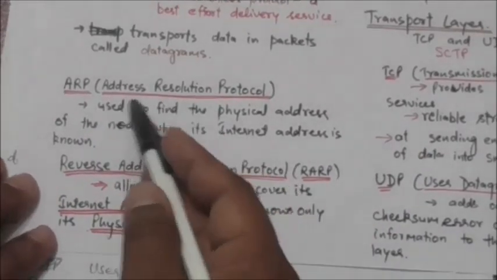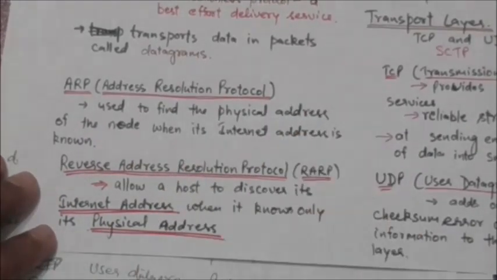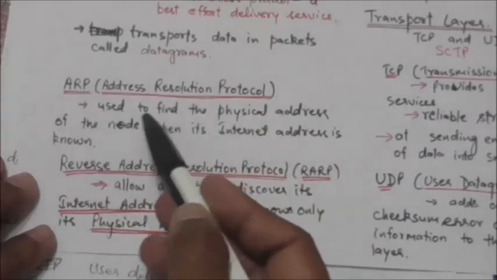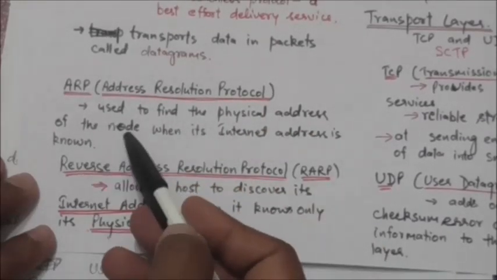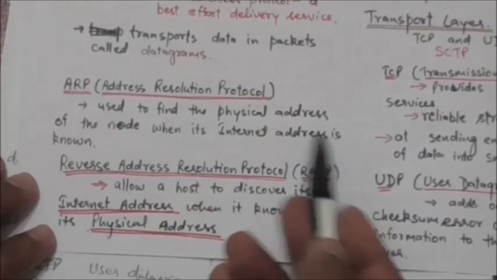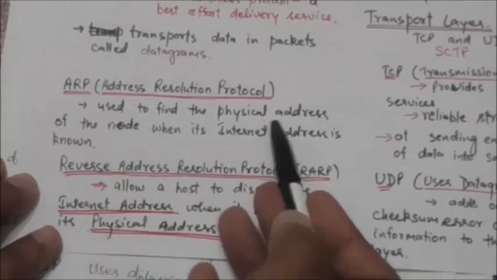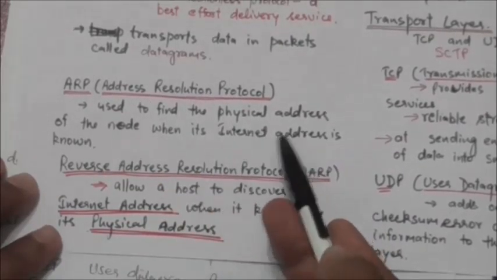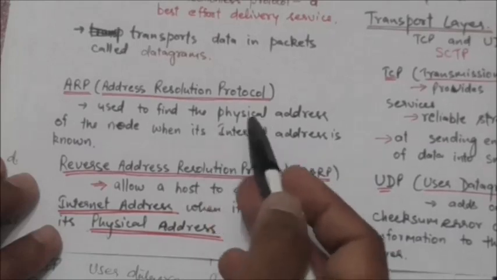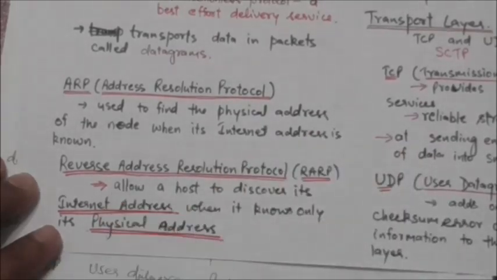Its full form is Address Resolution Protocol. This protocol is used to find the physical address of a node when its internet address is known. So what are these physical address and internet address? About them we will study in the next tutorial.